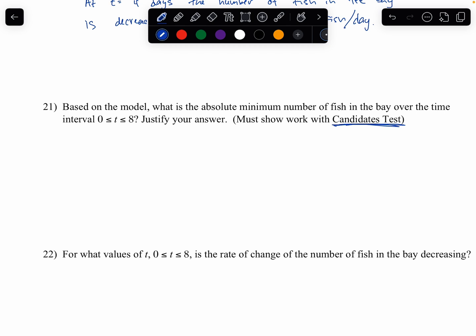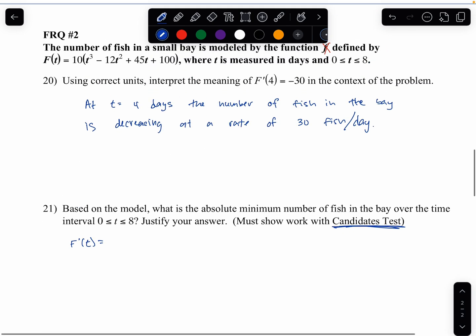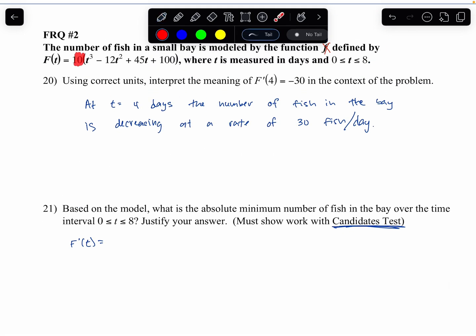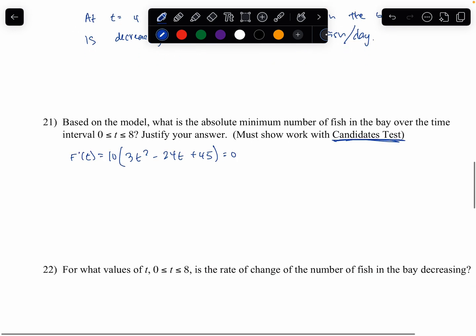So I need to find critical points. So f prime of t, we'll find the derivative. Because this is a constant multiple, I can use the constant multiple rule, which is just take the constant and multiply it by the derivative here. So that's going to be 3t squared minus 24t plus 45. I'm going to set that equal to 0. I'm going to factor out a 3, so I'll get t squared minus 8t plus 15.